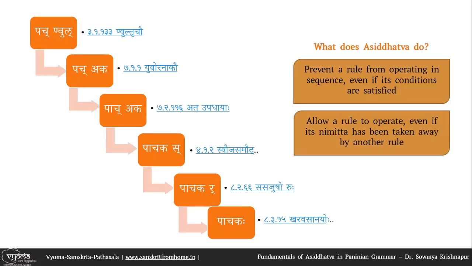Simply put, Asiddha means that the operation performed by a particular sutra is invisible or is not recognized by other sutras. So we will understand later exactly what it means and how it operates.